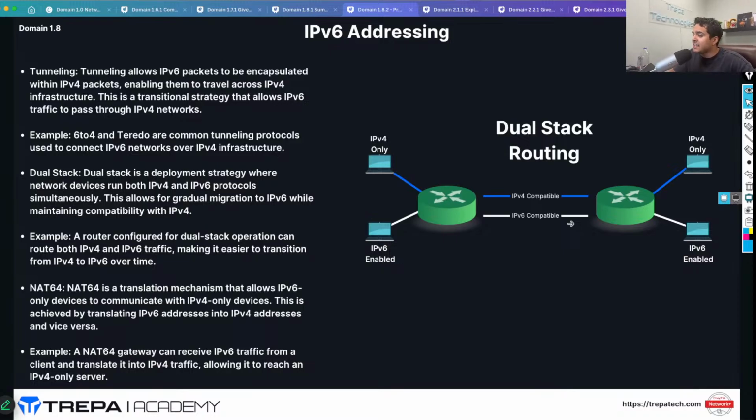Then we have NAT64. This is a translation mechanism that allows IPv6 only devices to communicate with IPv4. So if we have an IPv6 enabled device only that needs to talk to IPv4, we could implement NAT64 to do that, which is achieved by translating IPv6 addresses into IPv4 addresses and vice versa. So just doing that translation.